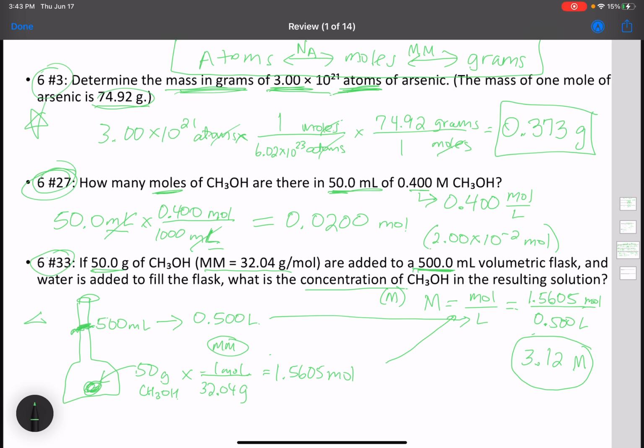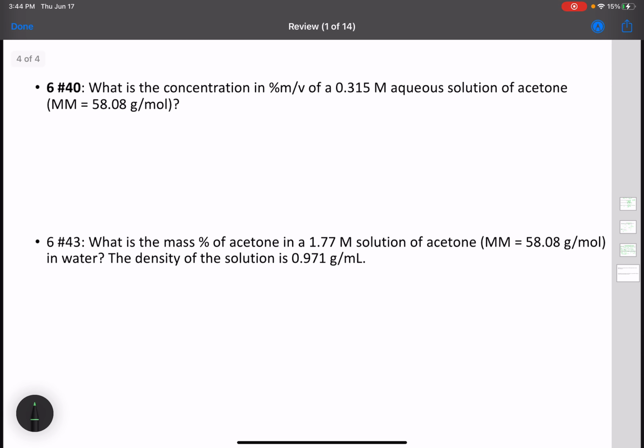So drawing pictures can be really helpful to help you map out what the question's asking, but also writing out any formulas you can, especially for concentrations. Remembering that molarity is a unit, but the units of molarity are really moles per liter. And then this last page here, chapter 6, number 40.